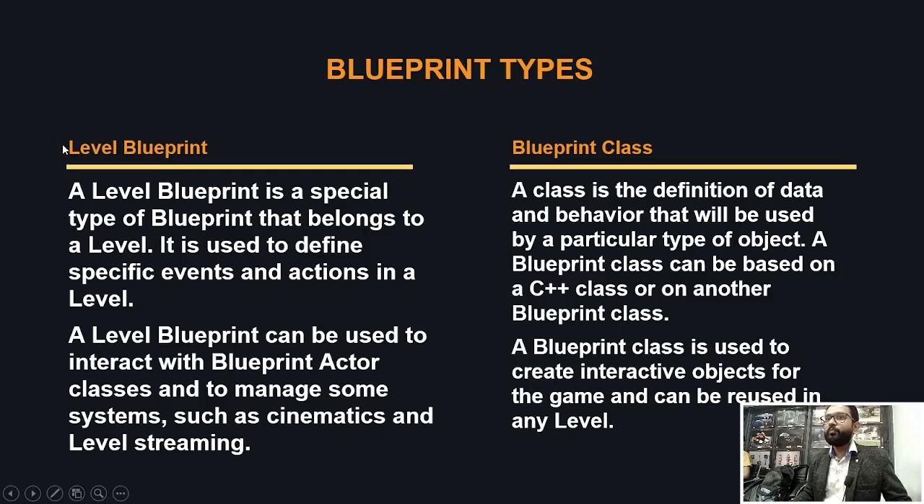But the thing is, a level blueprint can only be used in one level. You cannot use the level blueprint as a copy or clone, so you cannot repeat this in the next level, right? But the blueprint class can be used in different levels. A class is the definition of data and behavior that will be used by a particular type of object. A blueprint class can be based on a C++ class or another blueprint class. A blueprint class is used to create interactive objects for the game and can be reused in any level. So you can use it repetitively, you can copy and paste the functions and logic.